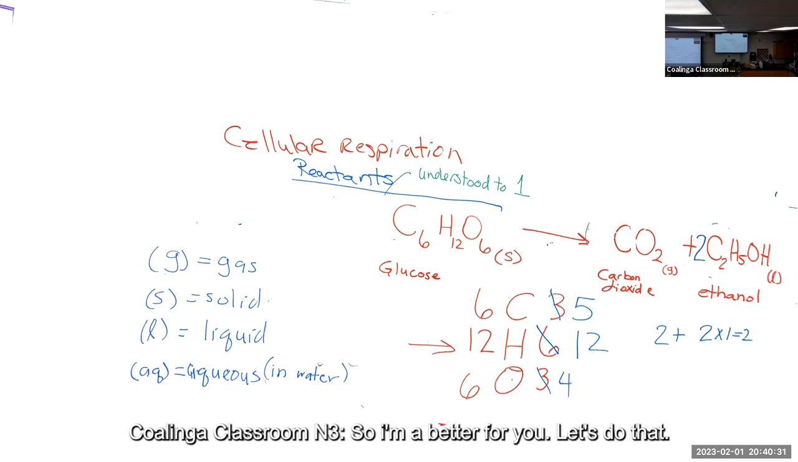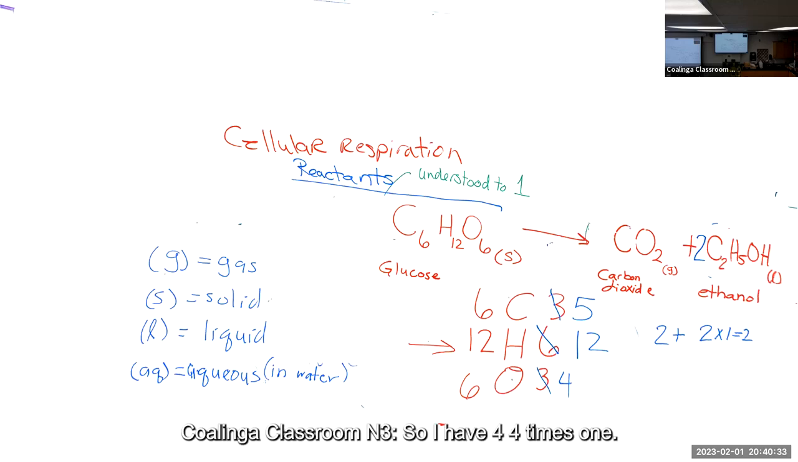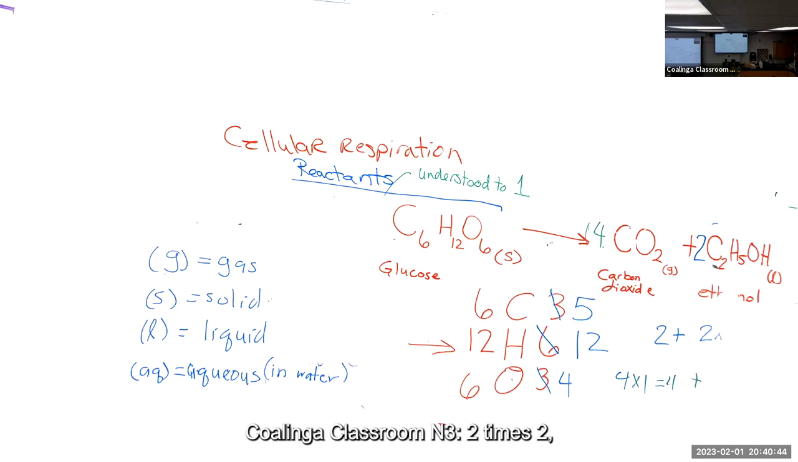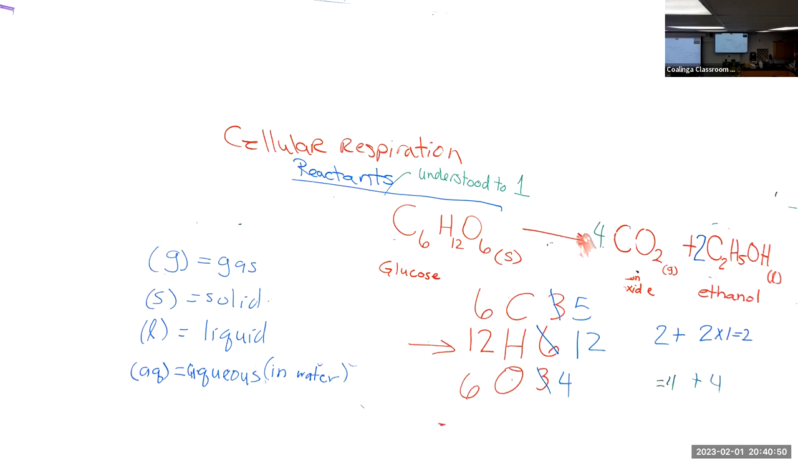So I'm going to put a 4 here. Let's do the math. So I have 4 times 1 is 4. Plus 2 times 2? 4. Does that equal 6? No. Okay, so I can't give 4. Two. So if I use a 2, okay?